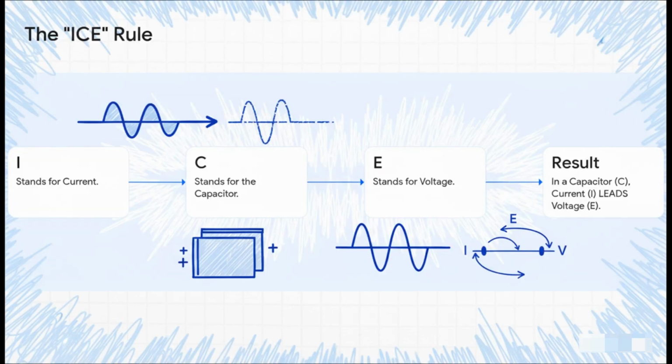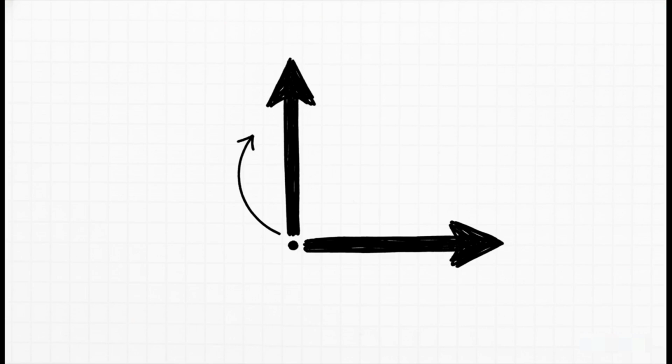Now, let's look at the other half of our friendly mnemonic, ICE. That stands for current, capacitor, and voltage. This tells us that for a capacitor, C, the current, I, comes before the voltage, E. And this makes total sense. Think of a capacitor as an empty bucket. You have to have a flow of water, the current, first, before any water level, the voltage, can build up inside. So for a capacitor, it's the complete opposite of an inductor.